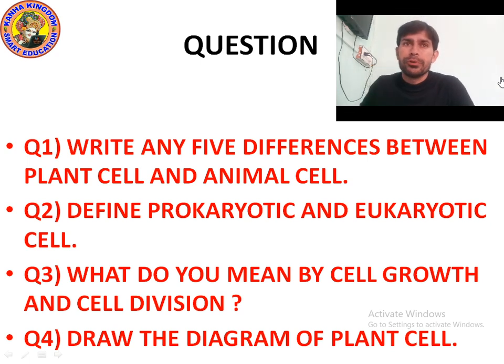Okay, it's time to ask questions from you. Question number 1. Write any 5 differences between plant cell and animal cell. So first is cell wall. Cell wall is present in plant cell, absent in animal cell.